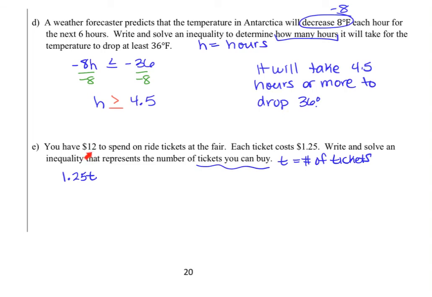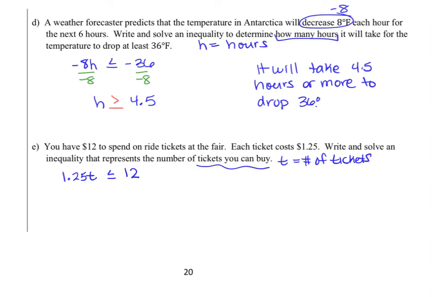So if we only have $12 to spend, which inequality symbol would you use for this problem? You would want to use less than or equal to. So I can use an or equal to because I can spend all my money. I don't have to spend less than $12. If I spend an amount equal to $12, that just means I'm spending all my money. So we're going to have less than or equal to 12.